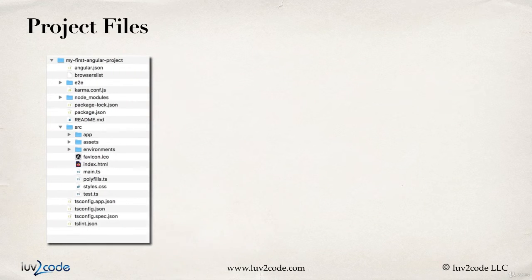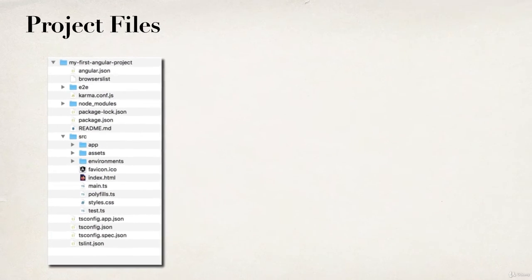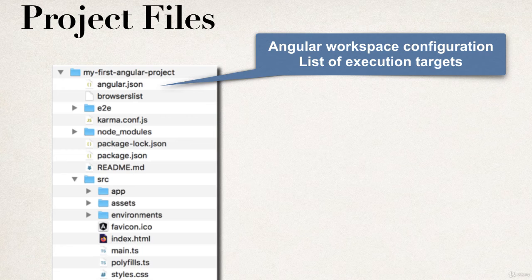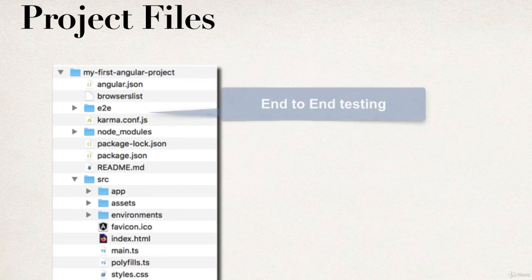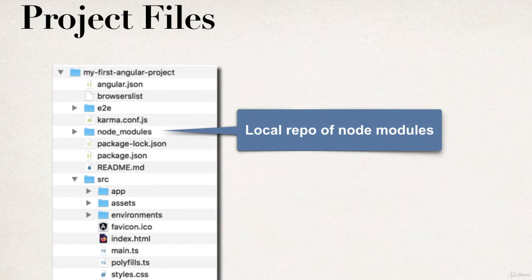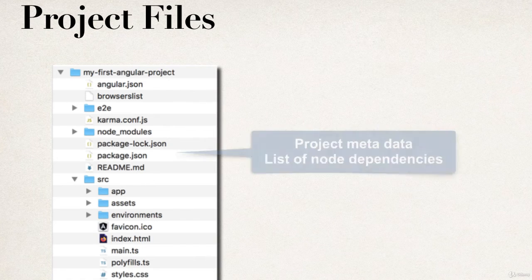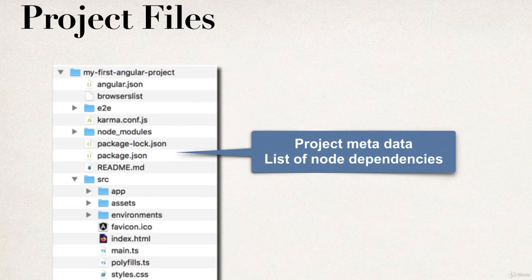Alrighty, so let's take a look at the project files. As I mentioned, there's a lot of files for a given Angular project, but don't worry, we'll cover some of the key files. So let's zoom in here. We have this angular.json, and this file basically has the Angular workspace configuration and also a list of execution targets. So we have the e2e directory and the Karma file. This is for end-to-end testing. There's a node_modules directory. This is the local repository of the node modules. There's the package.json file. This has the project metadata, also a list of node dependencies.